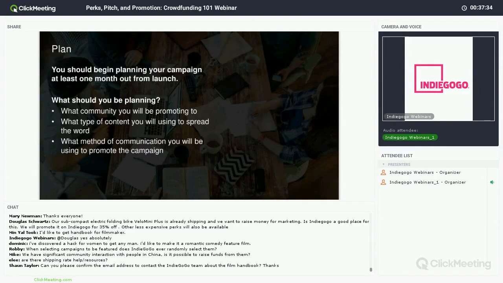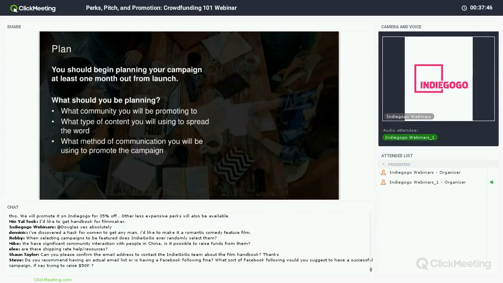So you need to think about what community you're going to be promoting to. Who are the people that this project is going to appeal to? If it's a product, what's your target market? Who are the people that this product will appeal to? If it's a creative project, again, who are the people that want or have some kind of an interest in this? You want to think about the kind of content that you're going to be using to spread the word.